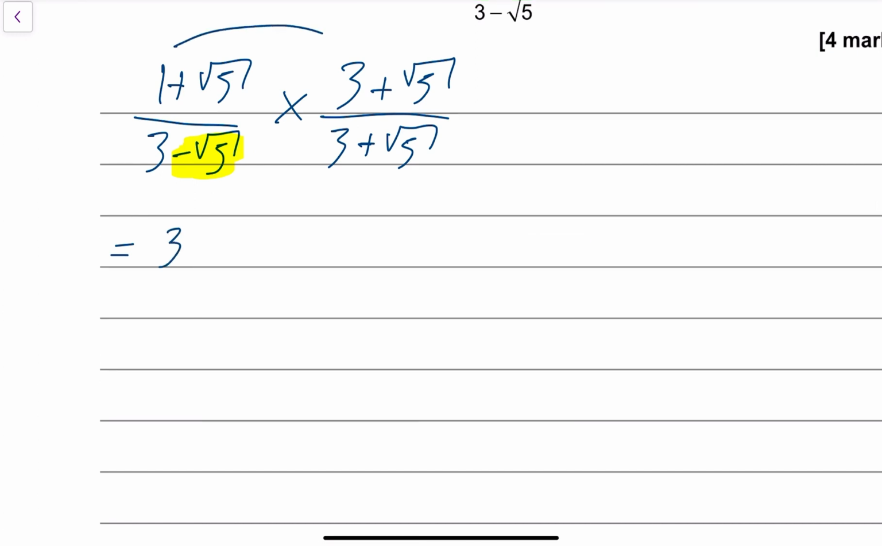Right, you've got 1 times the 3, it's just 3. 1 times the root 5, I'm just going to show all the steps here, that's going to be root 5. And then root 5 times the 3 is 3 root 5. Root 5 times root 5.